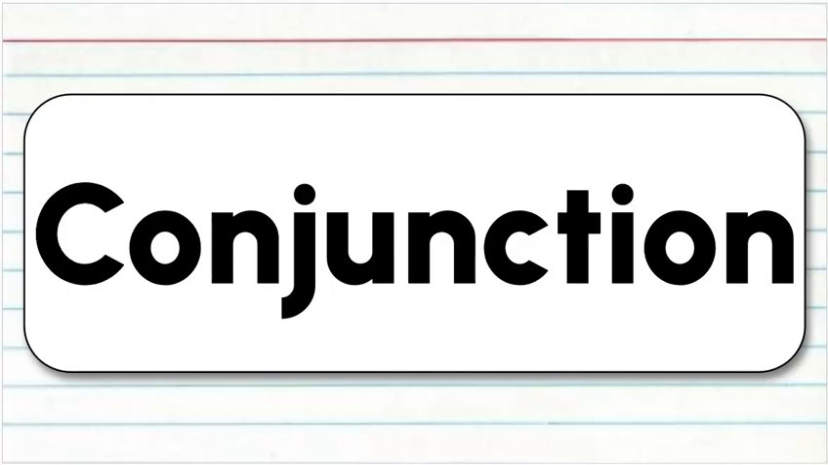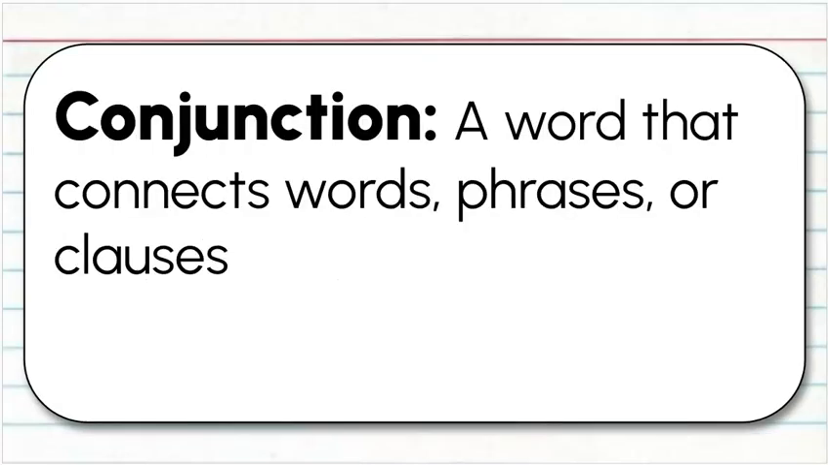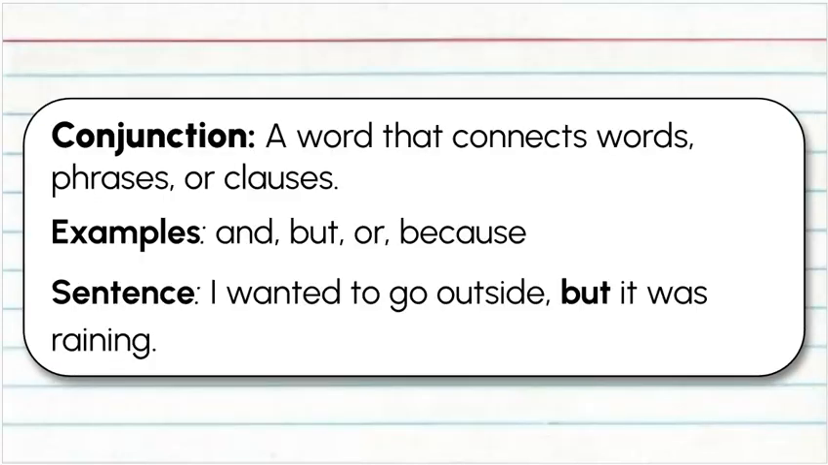Next, we have conjunction. A conjunction is a word that connects words, phrases, or clauses. Some examples might be and, but, or, because. In a sentence, it might be used this way. I wanted to go outside, but it was raining. But is a conjunction. It connects 2 sentences.